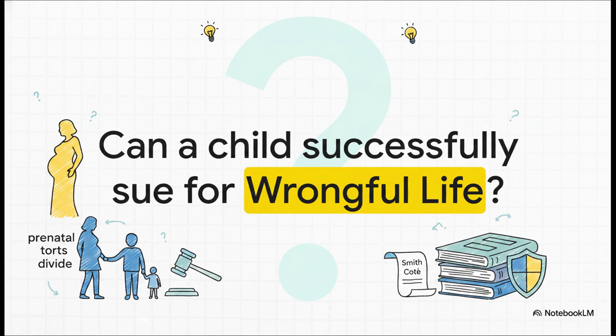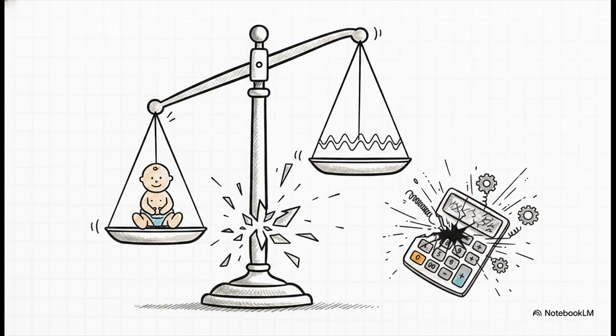Think back to the prenatal torts divide and the Smith v. Cote decision. Can a child successfully sue for wrongful life in a majority of jurisdictions? What's the black-letter law here? Take a quick second. Did you get it right?